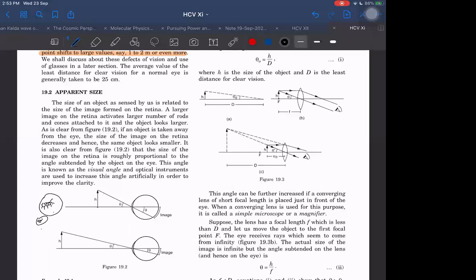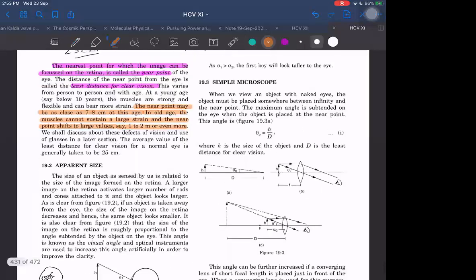See here once. This is D. Capital D is representing the least distance of distinct vision, which we call the near point, another name for it. They have given it here also: least distance for clear vision, or distinct vision, as we sometimes call it.